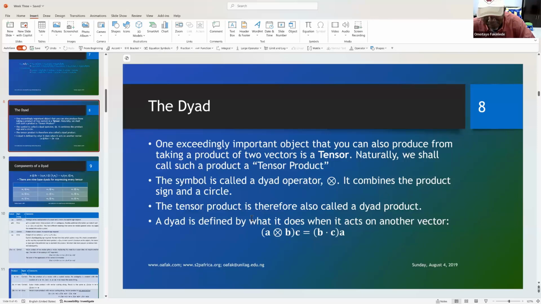A dyad is defined. What is a dyad? A dyad is defined by what it does when it acts upon another vector. For instance, if A dyad B, or the tensor product of A and B, were to act on C, this is what the result will become. The result will become B dot C, which is familiar, in the direction of A. You know this quantity is a scalar in the direction of A.